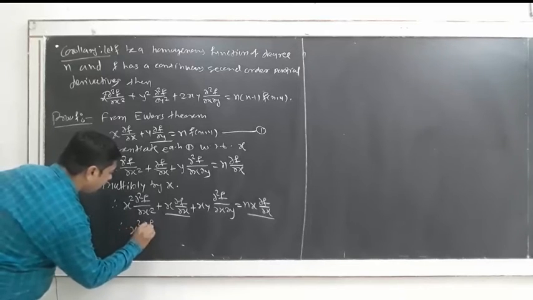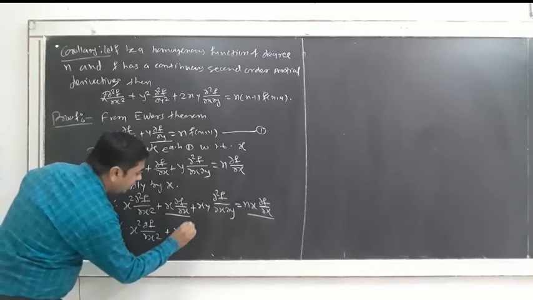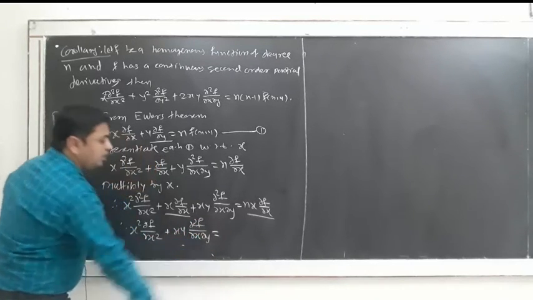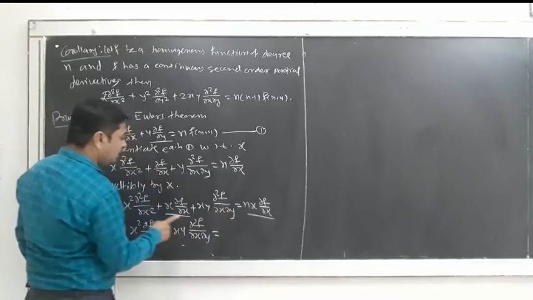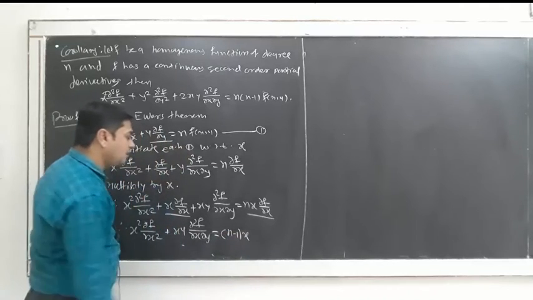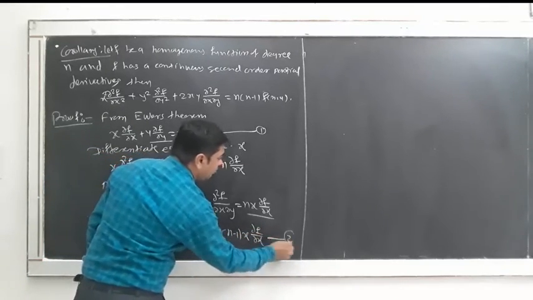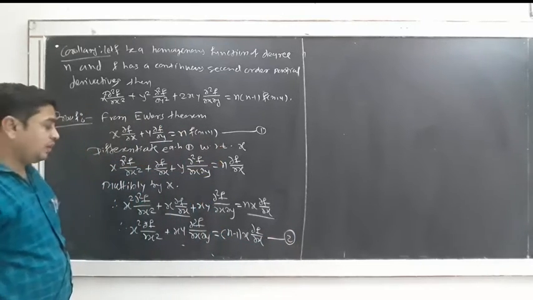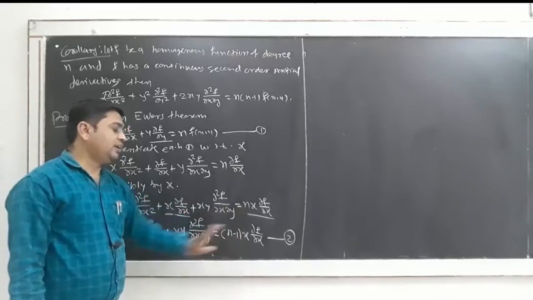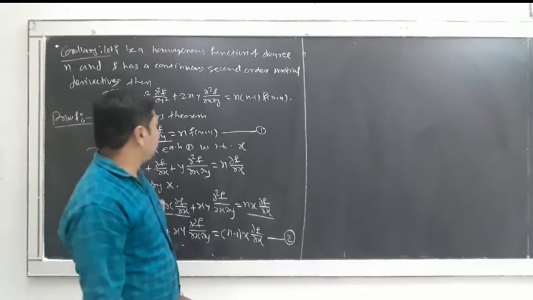x² ∂²f/∂x² + xy ∂²f/∂x∂y is equal to, so what we can write here, it is (n − 1) into x ∂f/∂x. Say this is equation number 2. So this is n and this is minus 1, n − 1, x is common, ∂f/∂x is common. This is equation number 2.